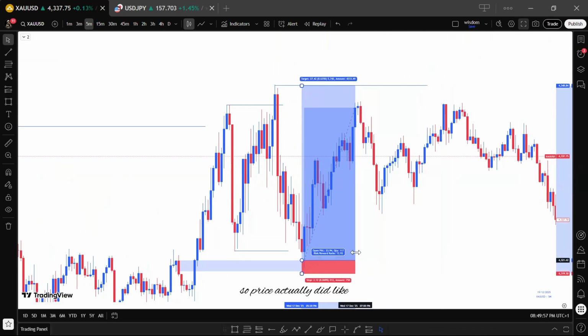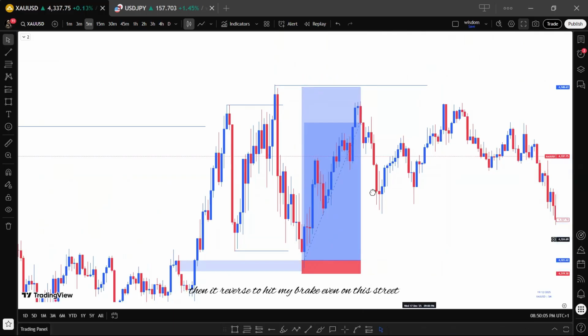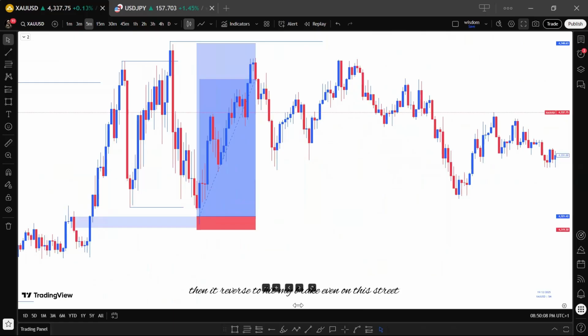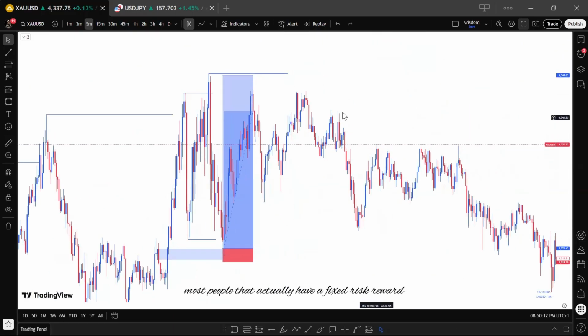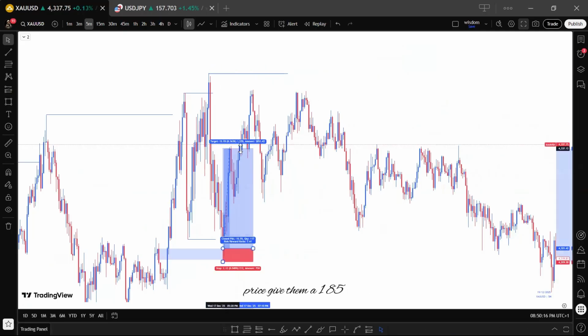So price did like a 1:11 on this trade. Then it reversed to hit my break even. But it's actually a nice trade. Most people that have a fixed risk reward, any setup where they see price give them a 1:5, they are out of the trade.